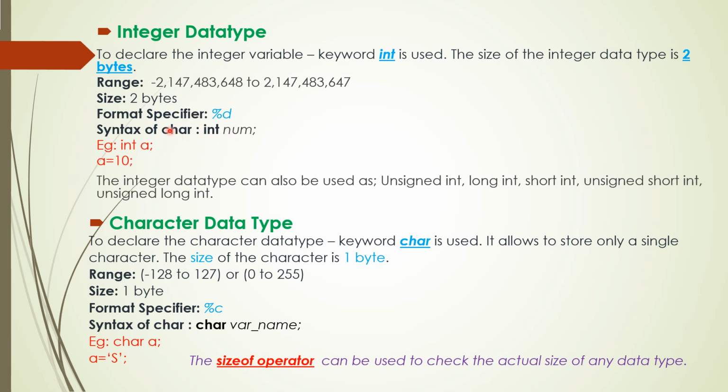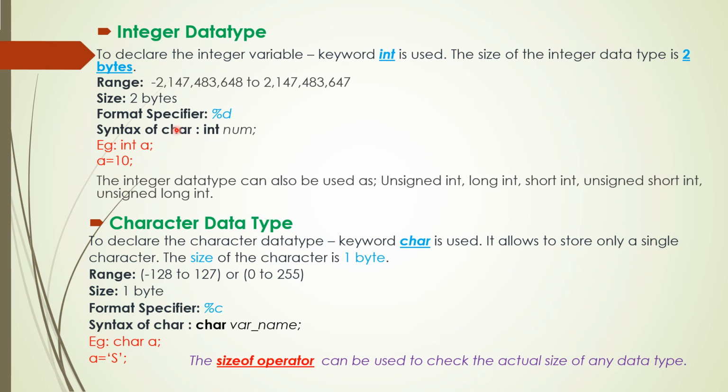The syntax of integer is int num, and an example is if you want to declare an integer variable, int a, and a equal to 10. The integer data type can also be used as unsigned int, long int, short int, unsigned short int, unsigned long int, and so on.